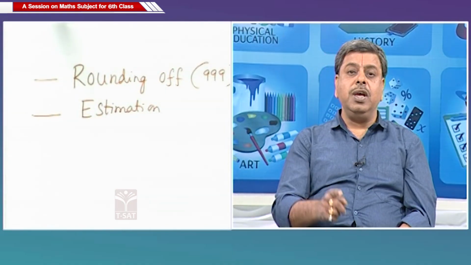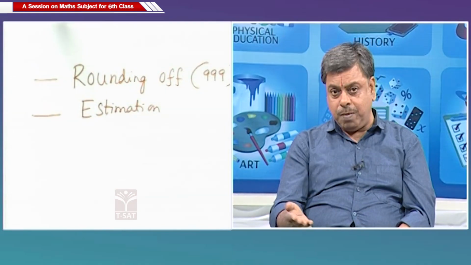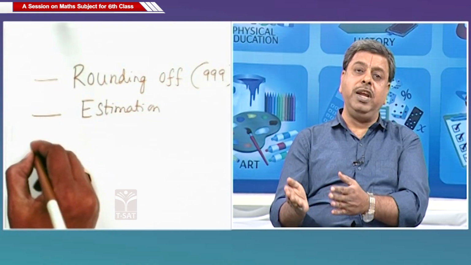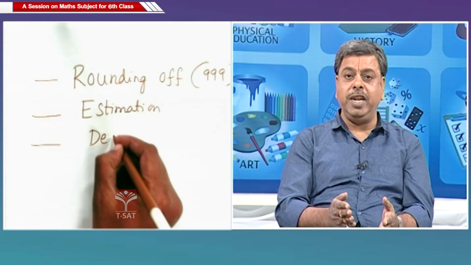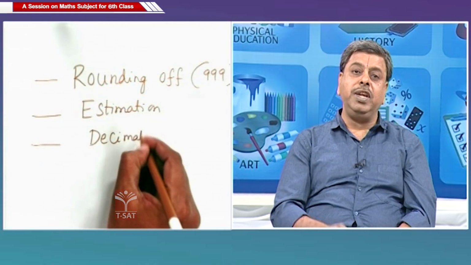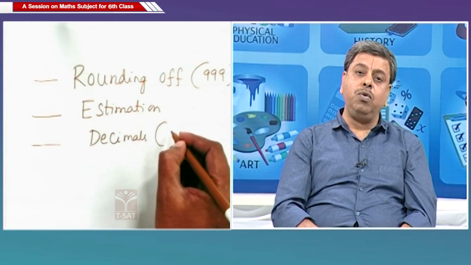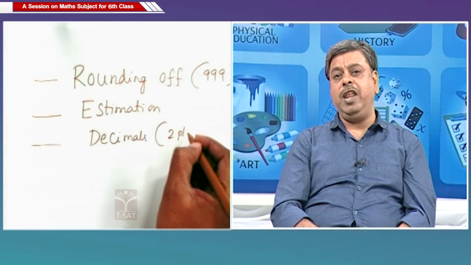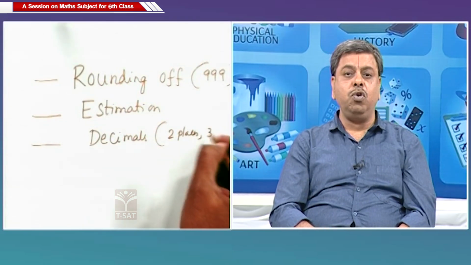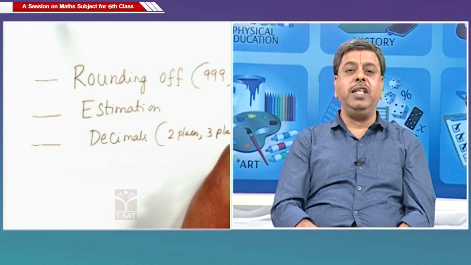Why? Because when we go to decimals also, we are rounding up to 3 decimals and 2 decimals and estimating the whole number part also. So it leads there. And whenever we go to algebra also, it will be a very, very crucial point. So estimation and rounding of numbers are very important in this.